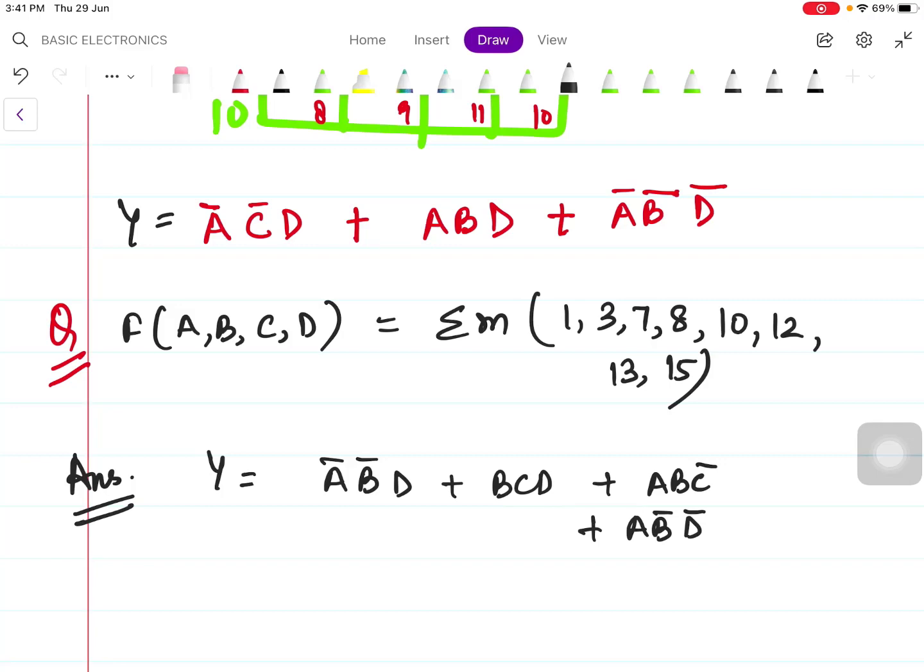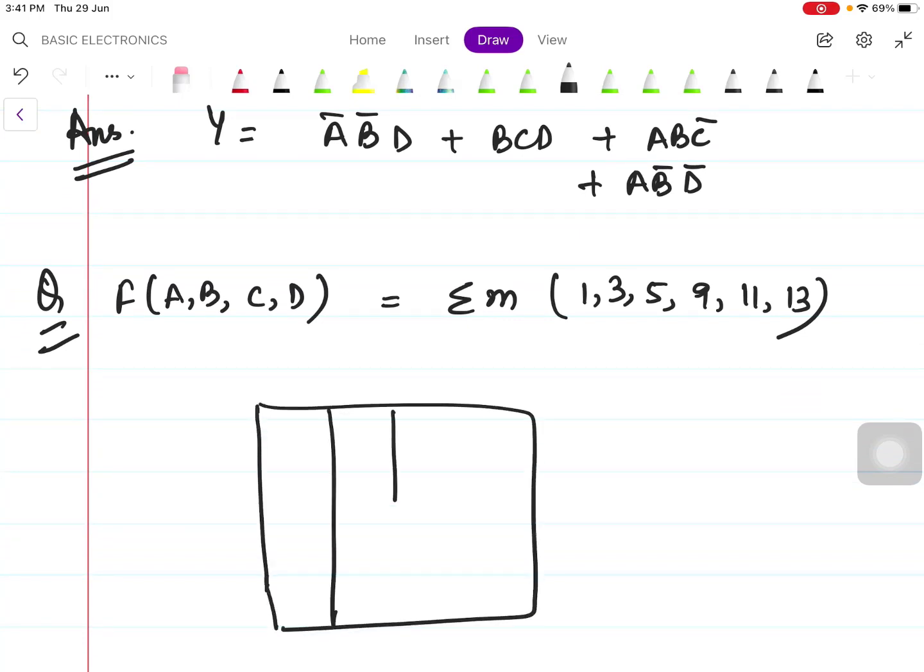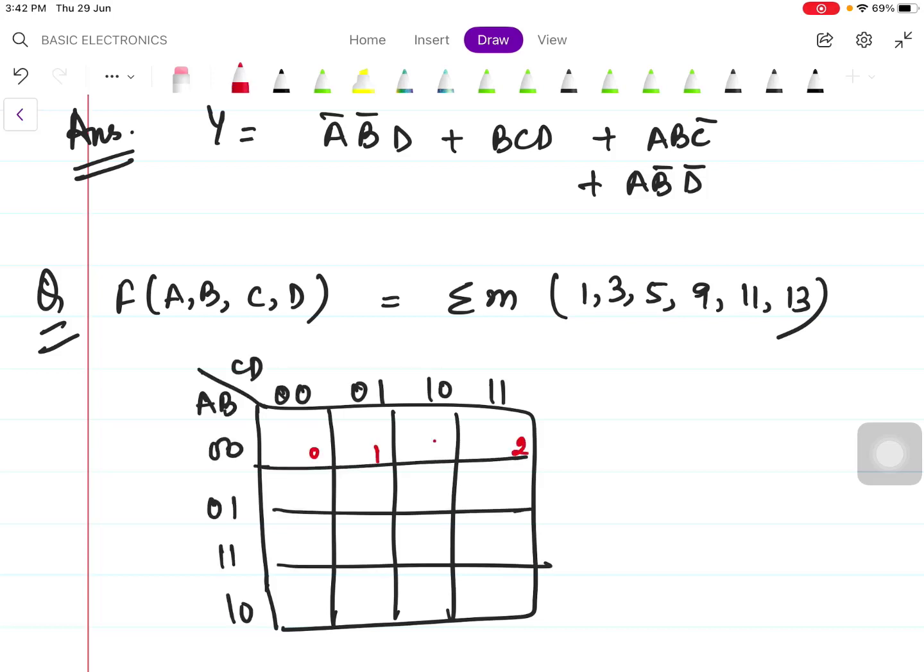Now let's solve another question. As we can see from the question itself, it is a 4 variable K-map, because f is a function of 4 variables. So let's draw the structure of the 4 variable K-map. Do the numbering inside the blocks. Now mark the ones. Now let us see which possible combinations are there.